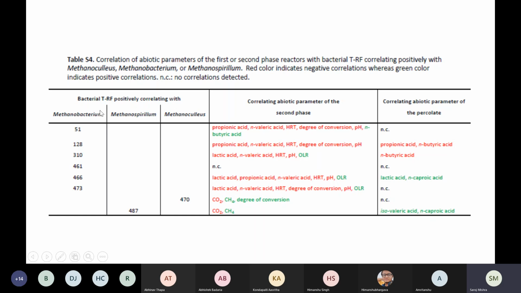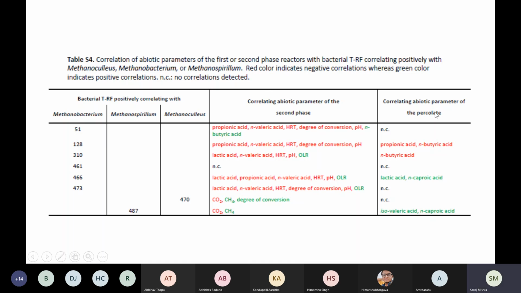In other words, if we look at the presence of Methanobacterium now, this particular microorganism, which is actually responsible for methane production, is negatively correlated to presence of propionic acid, valeric acid, hydraulic retention time, degree of conversion, and pH, but it is positively correlated to presence of butyric acid. So in other words, in the second phase, if the concentration of butyric acid is more, then the chances are that I will get more of the Methanobacterium and my methane yield is going to be more.